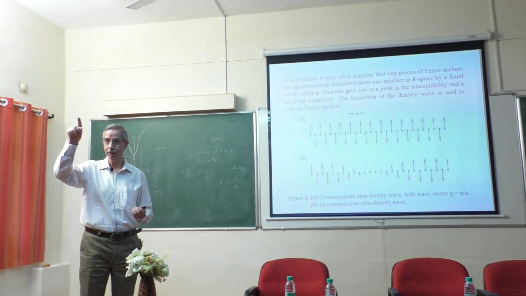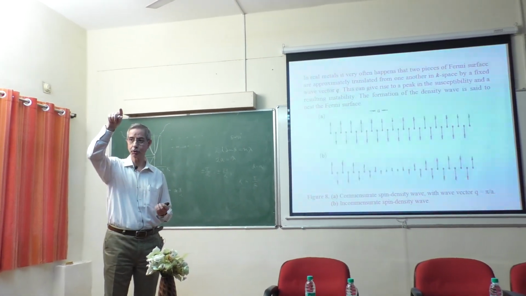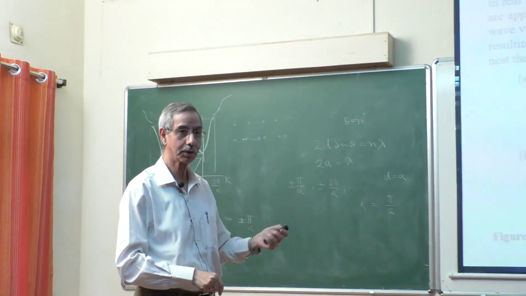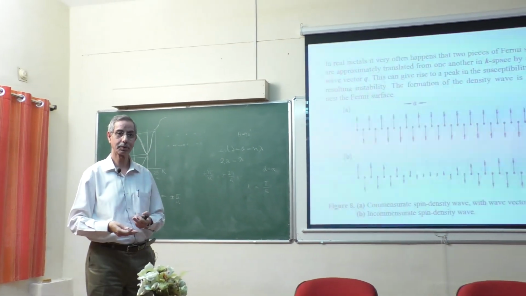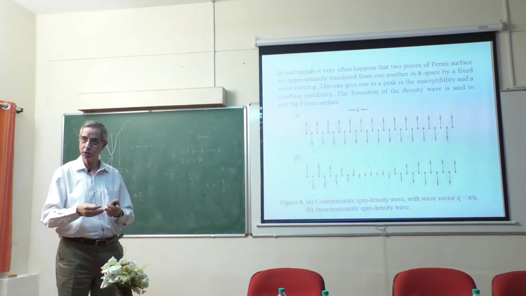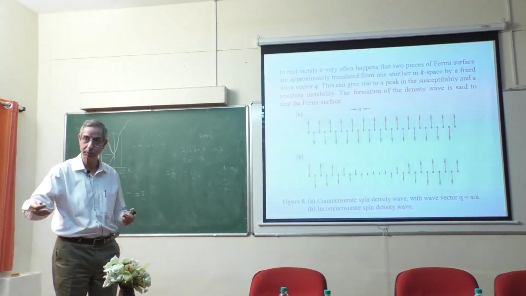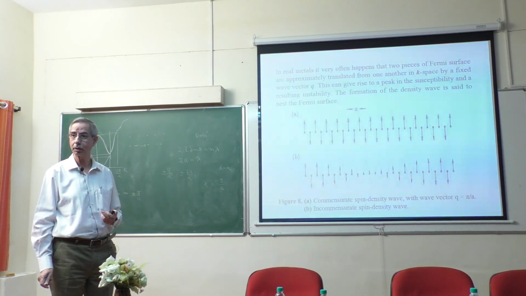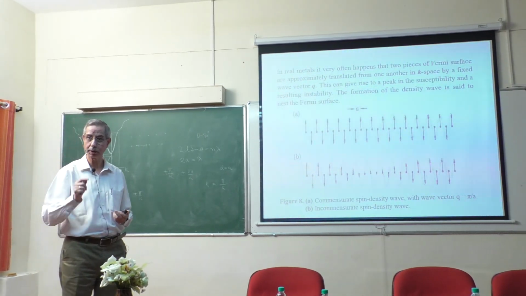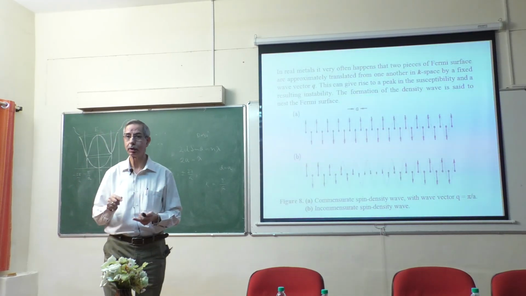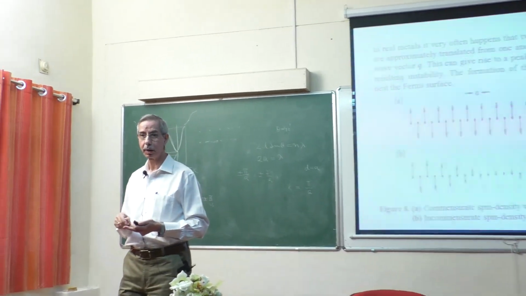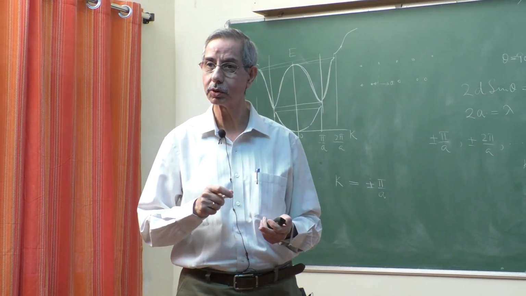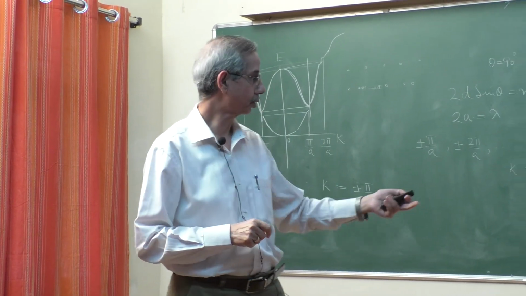If this is the lattice periodicity, you have spin periodicity going also like that. Okay, so then it is commensurate with the underlying lattice. That is, the spin density wave is commensurate with the underlying lattice. But if it is not so, that means the periodicity of the spins in Q space does not match the periodicity of the underlying lattice, then it's an incommensurate spin density wave, like shown here.